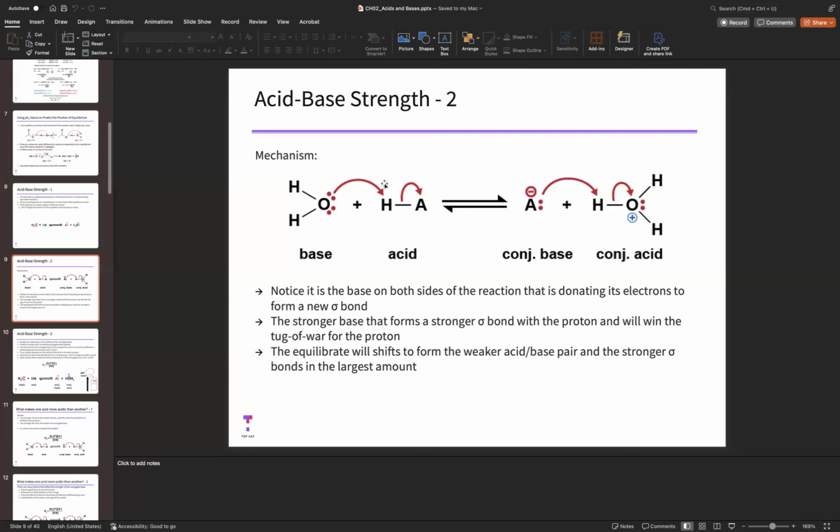Here, HA and A minus on the other side are the pair. And the other pair would be this base here, which is H2O and H3O plus. Usually we write the conjugate acid first, followed by the base.